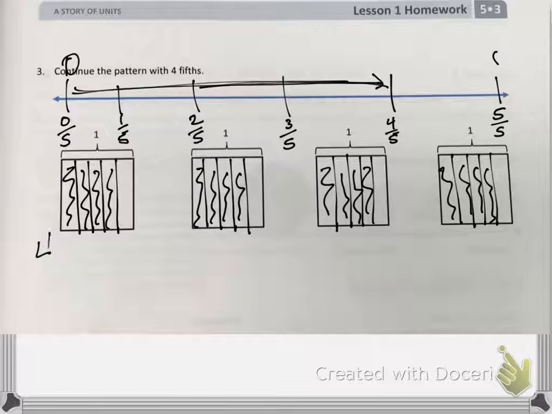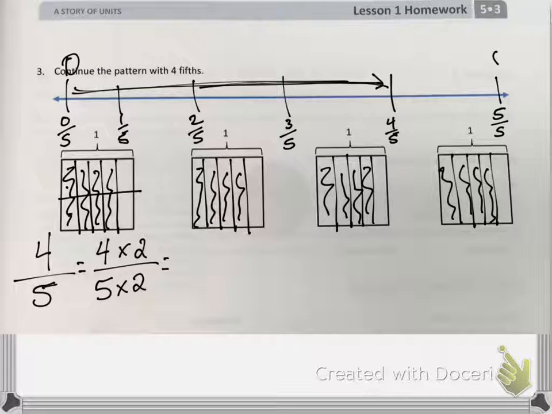So now we have 4 groups shaded, and we have 5 groups total. So if I partition this like this, I still have 4 groups, but what do I have in each group? Well, I have 4 groups of 2, and now I have 5 groups of 2. So that would equal 8/10. Again, numerator and denominator are being multiplied by the same amount of groups.